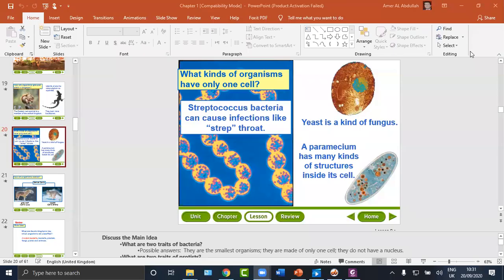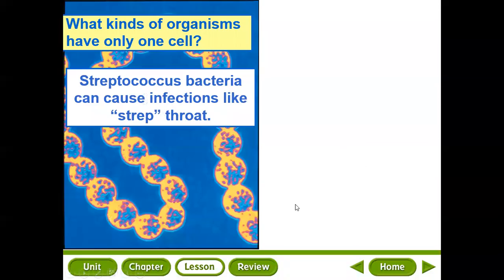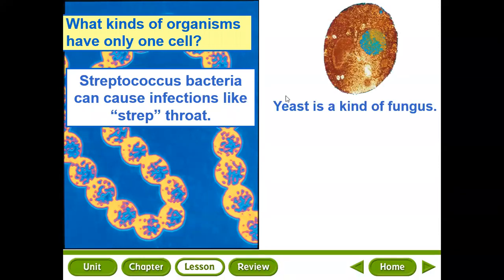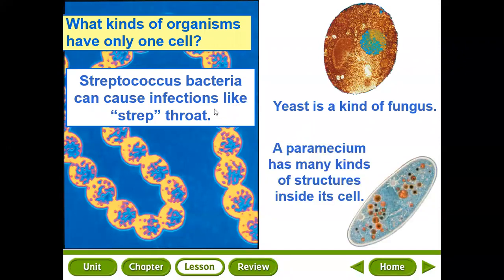Before we start, we make a quick revision about the previous lessons. Please be ready and try to understand. We have talked in the previous lesson about what kind of organisms have one cell. Bacteria can cause infection like strep throat in the winter. Yeast is a kind of fungus. A paramecium has many kinds of structures inside its cells.